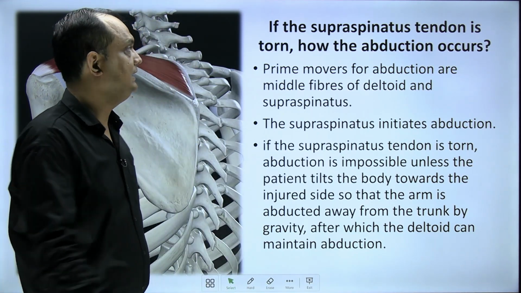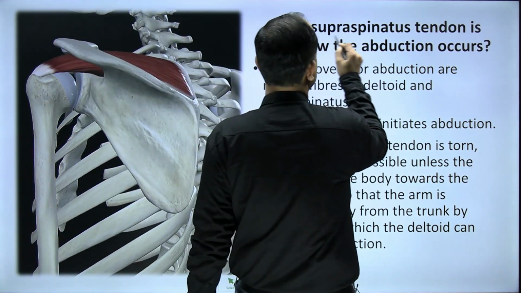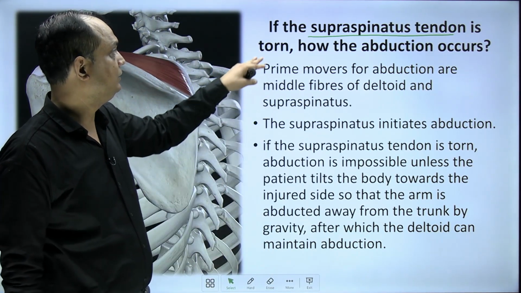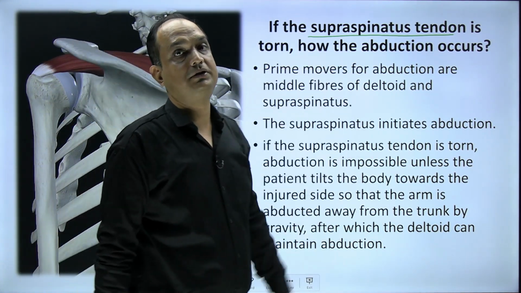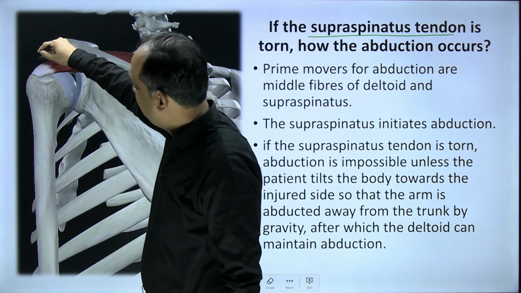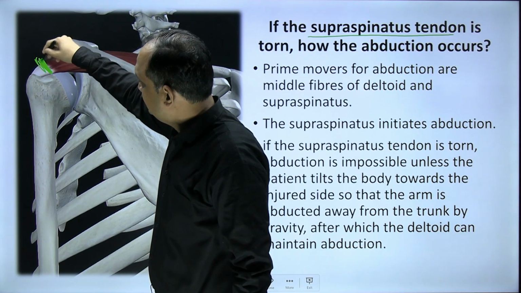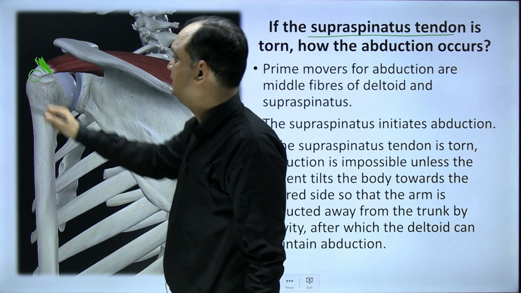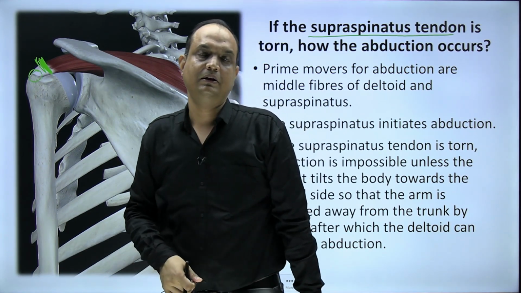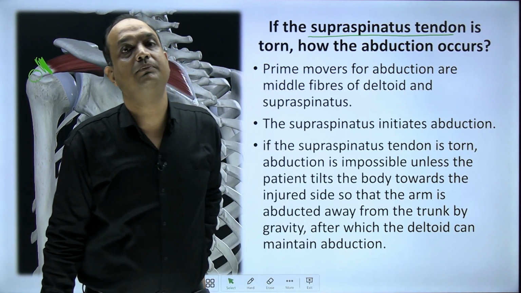So if an injury occurs in the tendon of the supraspinatus, if the tendon of the supraspinatus gets torn, then how is abduction possible? Then what will the person do? Suppose this tendon gets injured here. This connection with the humerus is lost. Now you are not able to initiate the abduction. In this condition, how is the abduction possible?